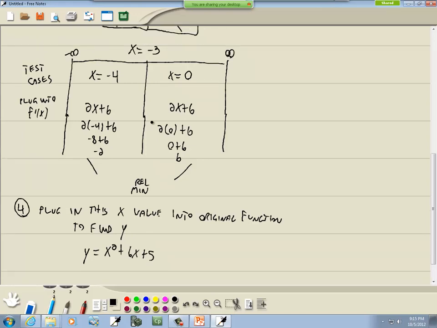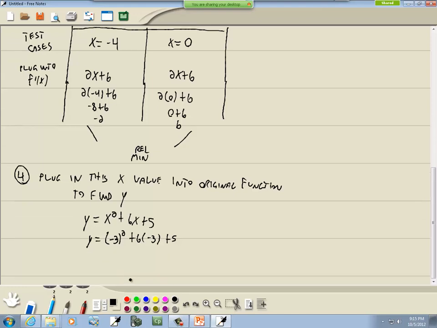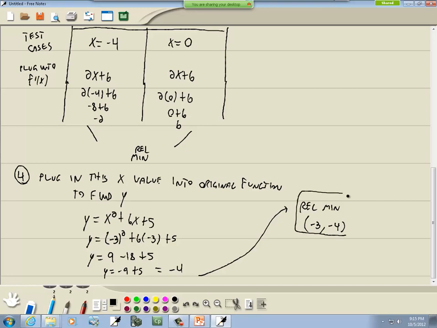And we said there's a relative min at negative 3. So we want to plug negative 3 in for the x. So negative 3 squared plus 6 times negative 3 plus 5. Well, negative 3 squared is 9. 6 times negative 3 is negative 18 plus 5, which gives us negative 9 plus 5, which gives us negative 4. So we got a relative min at, let's see, what did I say? Negative 3 and negative 4.